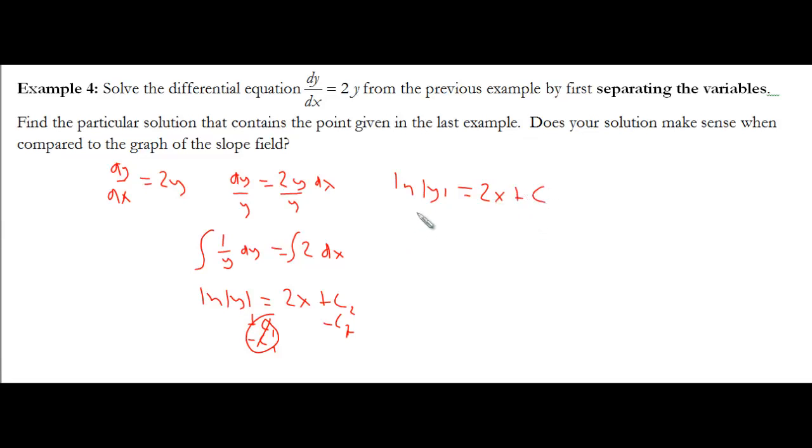So if you remember from pre-cal, we want to solve this for y. The base of the natural log is e. So if we do this little around-the-world thing where we convert it from log to exponential, we're going to take e and raise it to the other side and set it equal to y. So let's do that. e to the 2x plus c is equal to the absolute value of y.